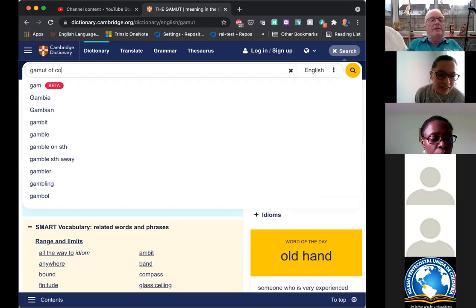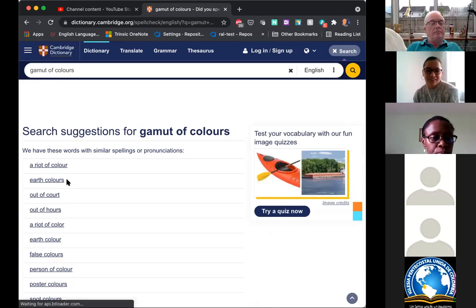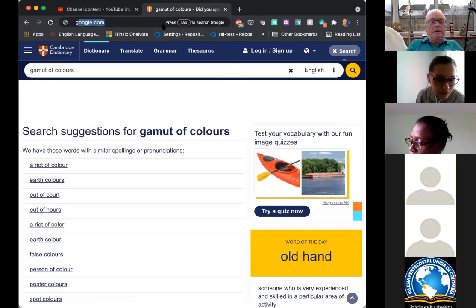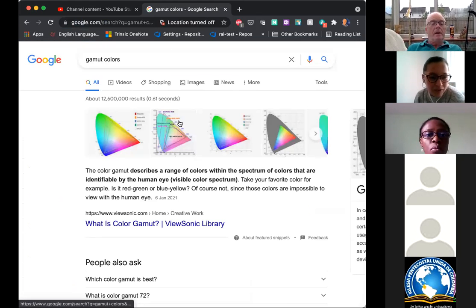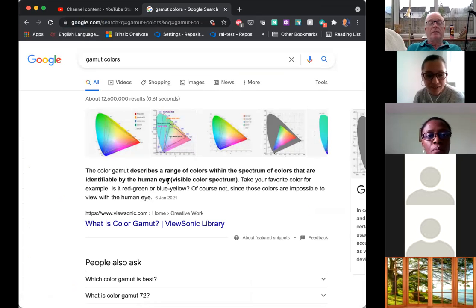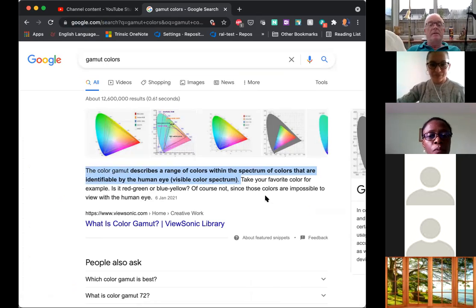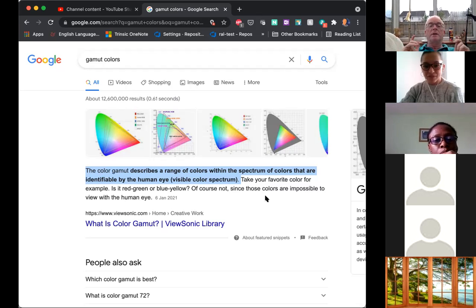See, if I say gamut of colors, let me do the American spelling. A color gamut describes the range of colors within the spectrum of colors that are identifiable by the human eye. There you go. There you're getting the difference. So the spectrum, from a physics point of view, as a physicist, you say it's the spectrum. But the human eye can't see everything. And so what the human eye can detect is the gamut. Isn't that interesting?